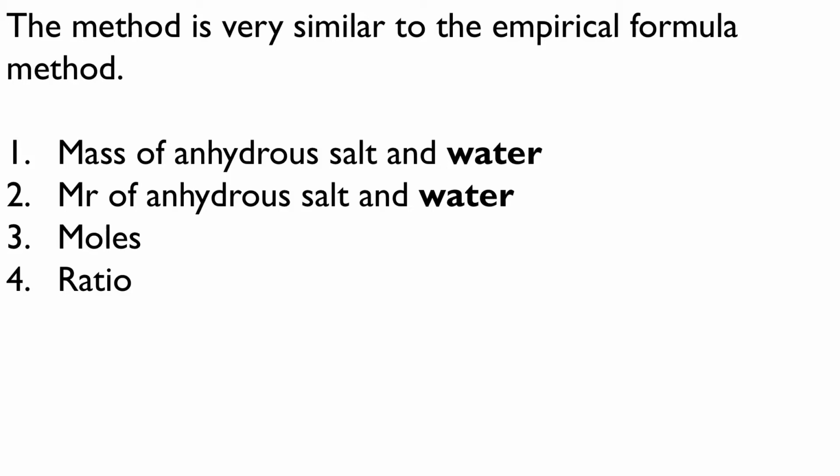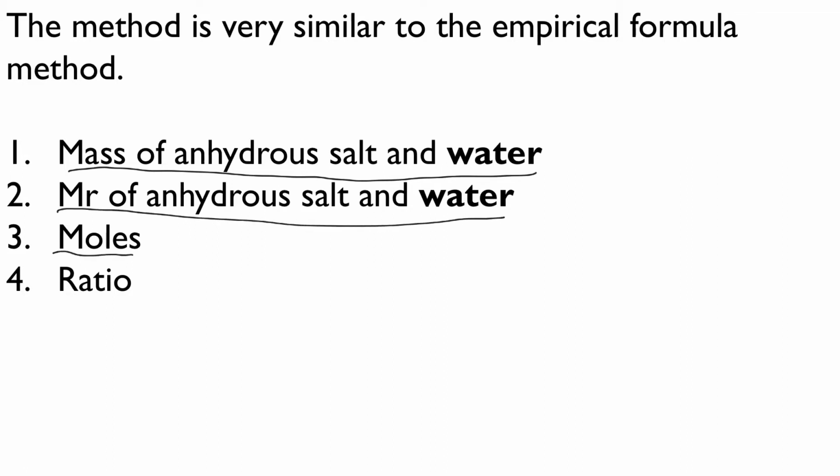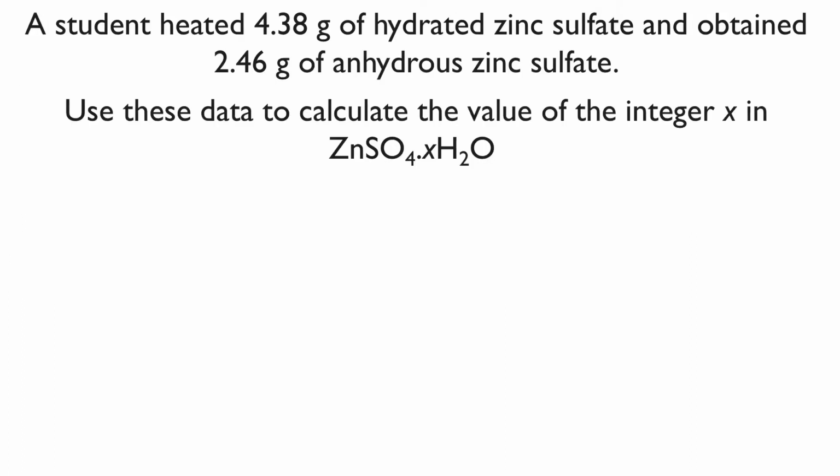So this time we need to use the mass of anhydrous salt and water, the MR of the anhydrous salt and water. You work out the moles by doing the mass divided by the MR and the ratio. Now I've put water in bold here, and it also needs to be the anhydrous salt, so the salt without the water. That's really important. So let's have a look at an example.